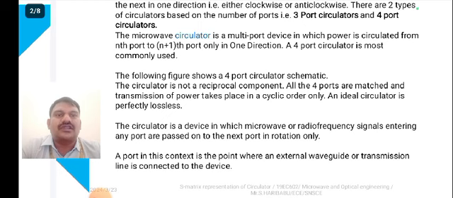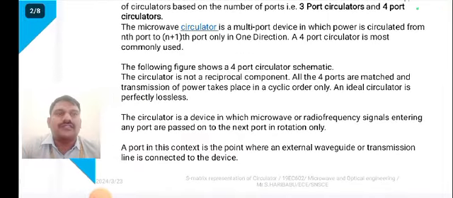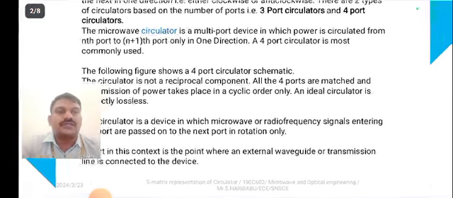An ideal circulator is perfectly lossless. The circulator is a device in which microwave and radio frequency signals entering any port are passed on to the next port in rotation only. A port in this context is the point where an external waveguide or transmission line is connected to the device.